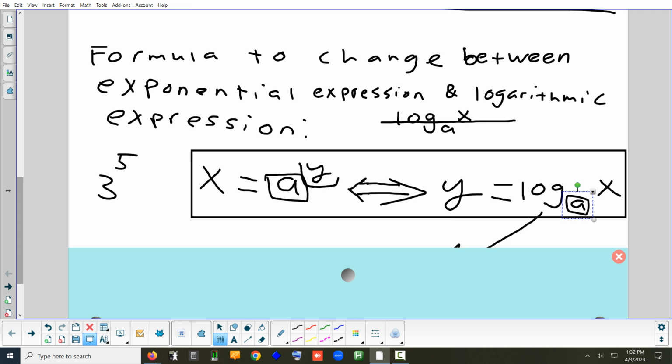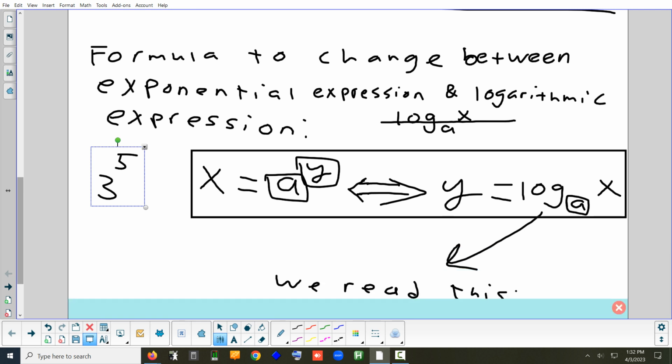All right, the next thing. Now, what do we call the thing that's higher? Like in this case, it's a 5. That's my exponent. Well, one thing we always want to remember is logs equal the exponent.